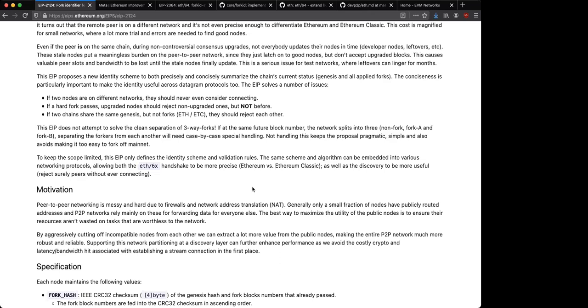You could not fork at all, because the client was not updated and doesn't include the new code for the fork. Or the user could update to one version of the client which implements fork A, or the user could update the software to some other client which implements fork B. So this would lead to a three-way separation. And this EIP, the fork identifier, cannot handle this. So at this point, we would have the situation again where the two chains, the fork A chain and the fork B chain, would be competing.